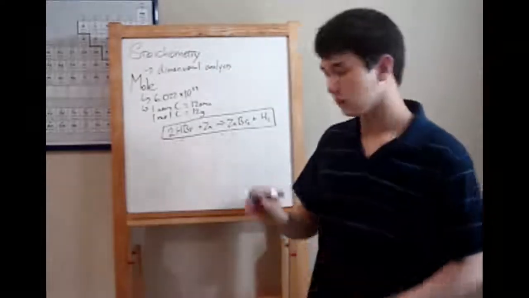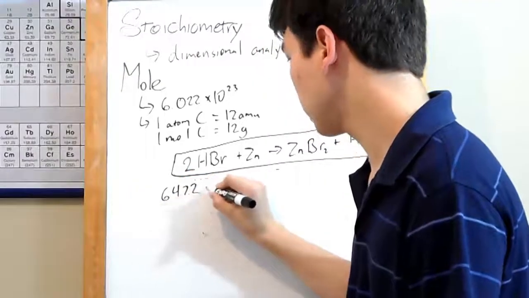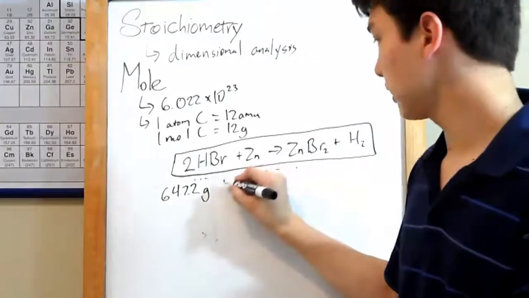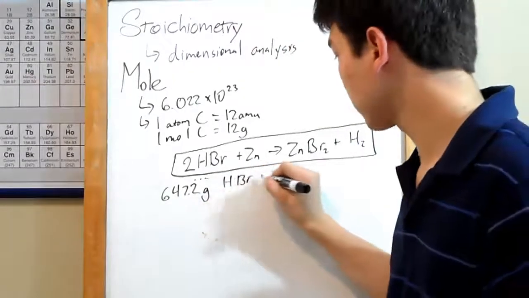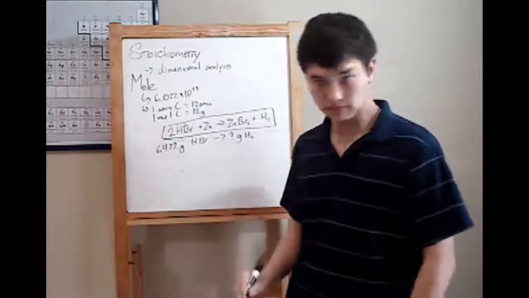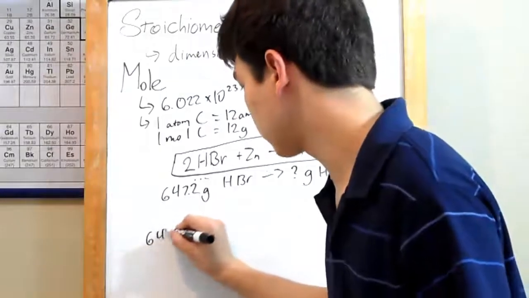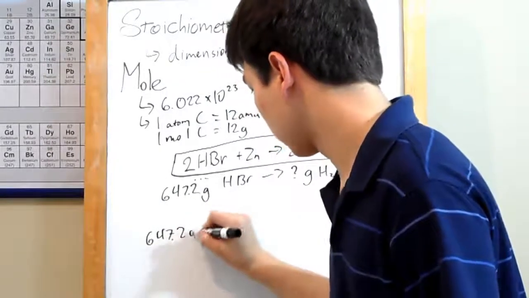Let's try another one, though, with the same equation. This one will be a little bit more complex. Let's say you have 647.2 grams of HBr. How many grams of hydrogen is that going to produce? Well, again, like stoichiometry, we start with 647.2 grams of HBr.